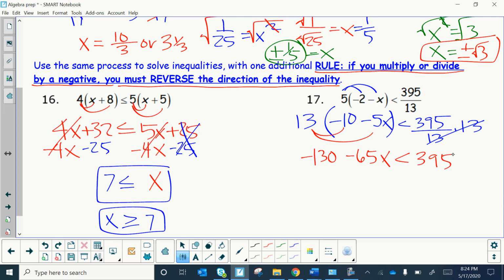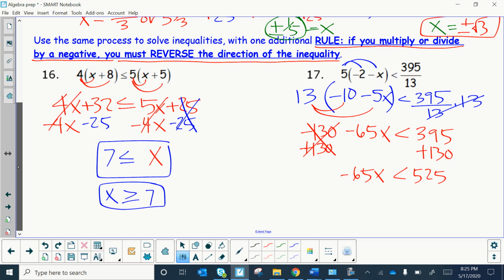So see, now you don't have to deal with that fraction, okay? And 13 does not go into 395 evenly, so you don't really want to turn that into a decimal, okay? All right, so what do I need to do next? I need to go ahead and add 130 to both sides. To get rid of that, I'm going to add 130, so I have negative 65x is less than, what's 130 plus 395? 525.